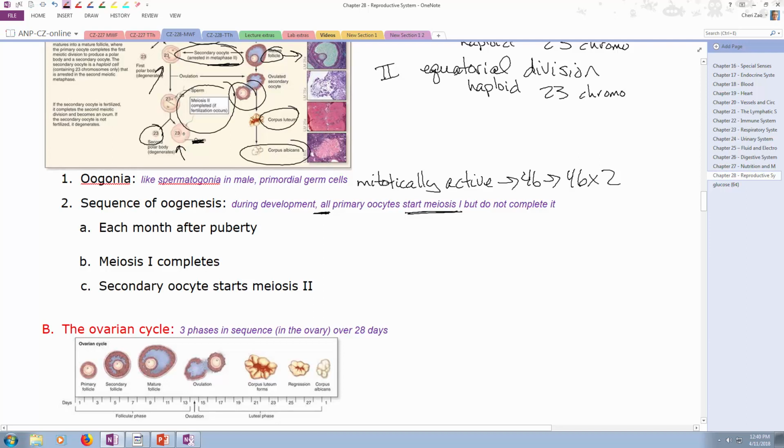Each month after puberty, several primary oocytes are recruited to continue to develop, in other words, to actually complete meiosis 1. But typically only one makes it.